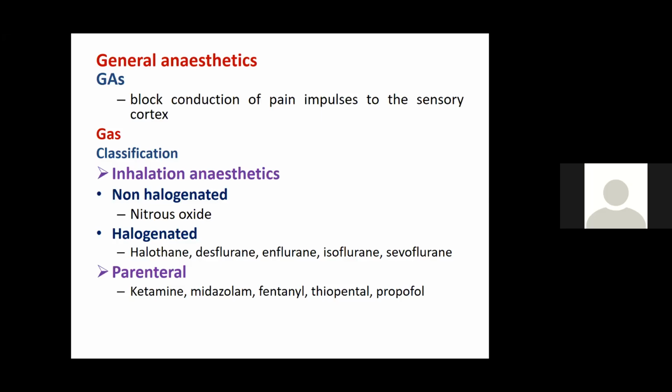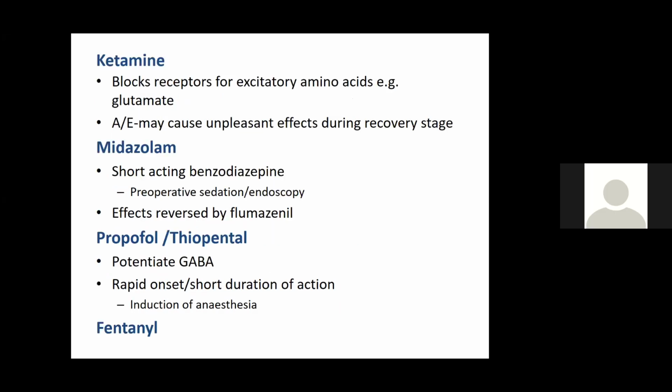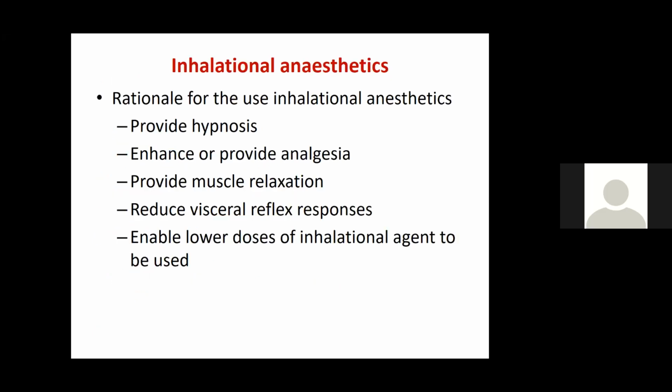Classification is still the same. That's halogenated. The gases, the halogenated and non-halogenated, which is mainly nitrous oxide, then parenteral forms. So let's start with the gases. The rationale is still the same: provide hypnosis, analgesia, muscle relaxation, and then to reduce the visceral reflex responses.